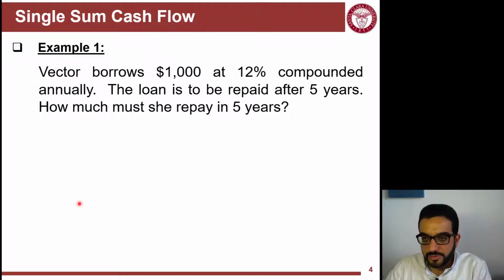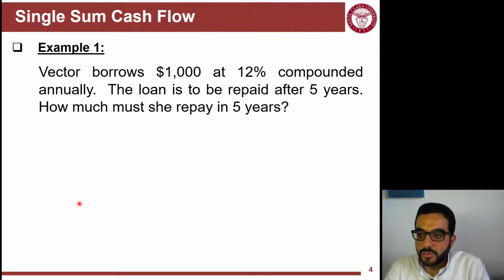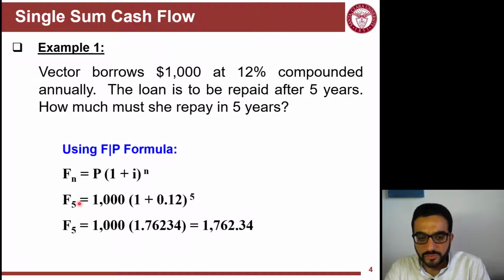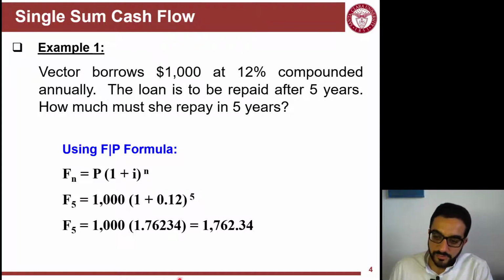So let's illustrate by an example here. So Vector borrows $1,000 at this interest rate. The loan is to be repaid after 5 years, and my interest rate here is compounded annually, so it's an annual interest rate. How much must Vector here repay in 5 years? So if you use the formula, F_n here equals P times (1 plus i) to the power n. I have P, I don't know F, so F here at time 5 is equal to 1,000, the present, times (1 plus i), where i is equal to 12% or 0.12, to the power 5.